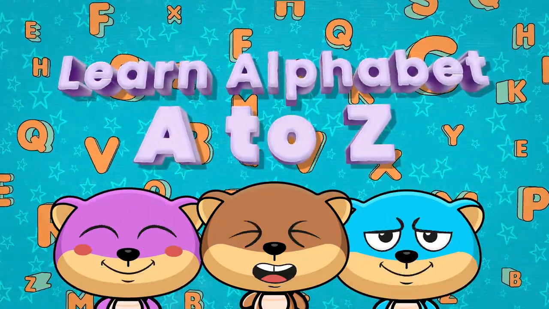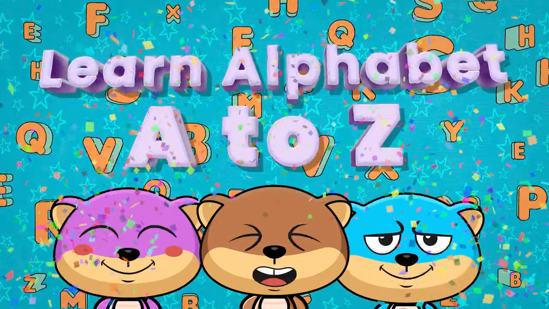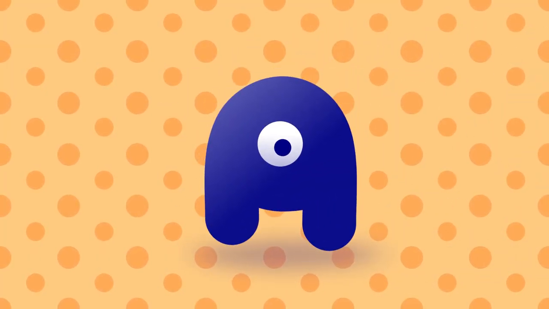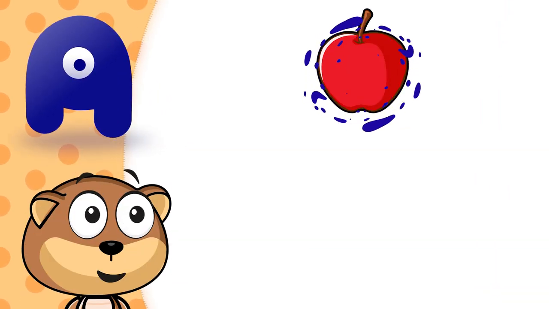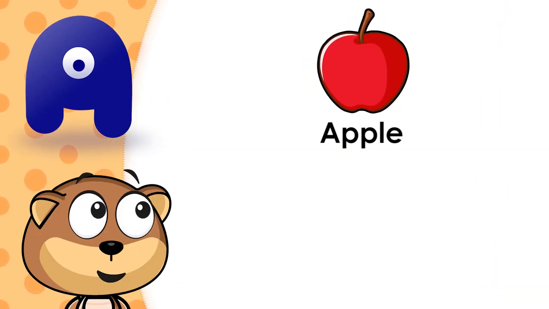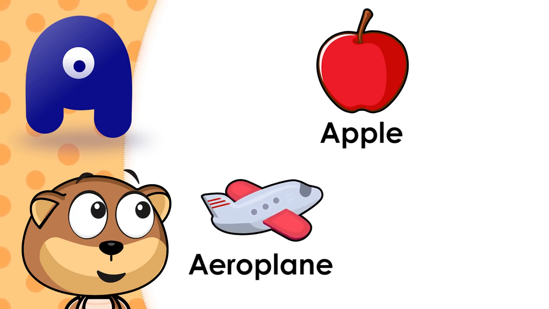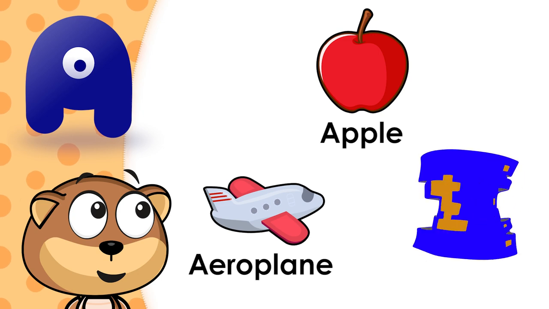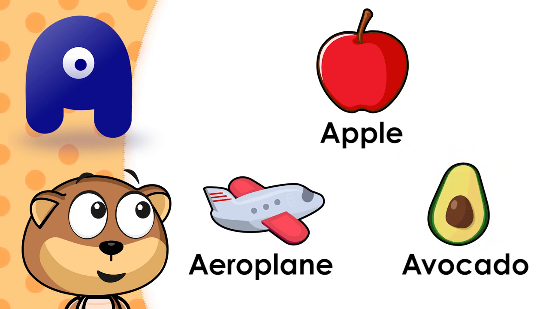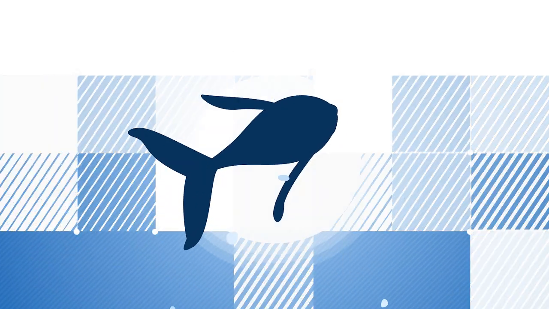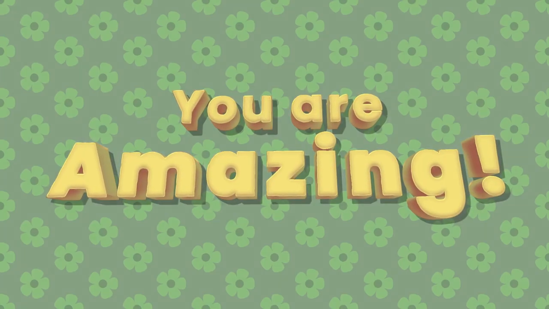Learn alphabet A to Z. A. A is for apple. A is for airplane. A is for avocado. You are amazing.